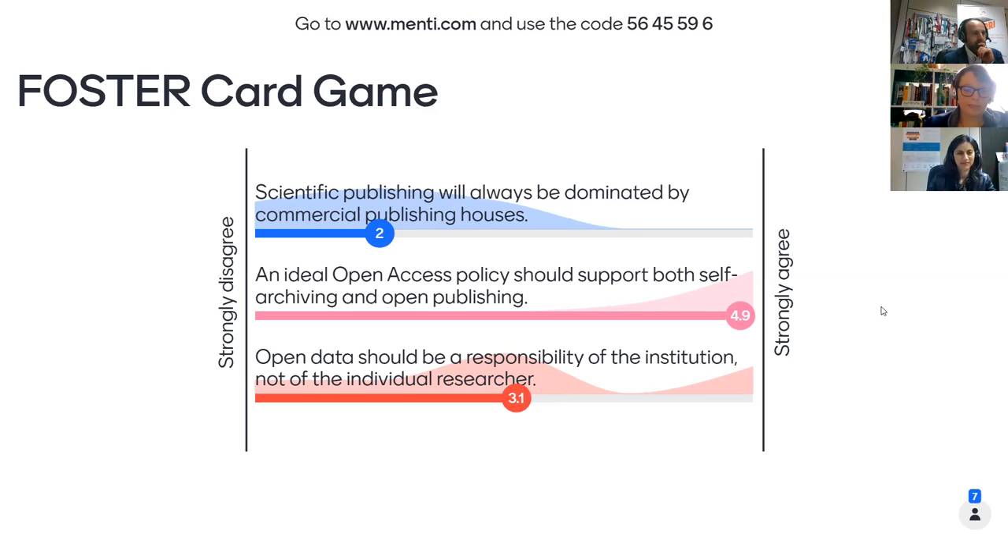Okay, this is working very nicely. It's good to see. Yeah, so this is, as I was saying, our adaptation of the Foster card game. What we would do if we had more time is we'd do this and then we'd have breakout groups and a discussion so that people could talk a little bit about why they formed those opinions.